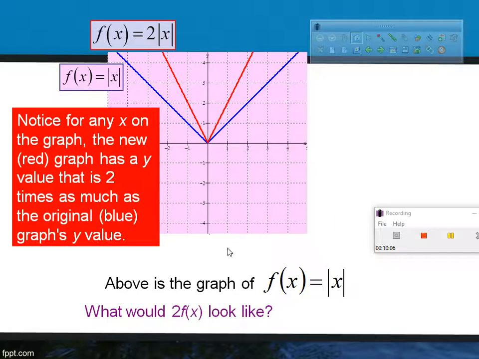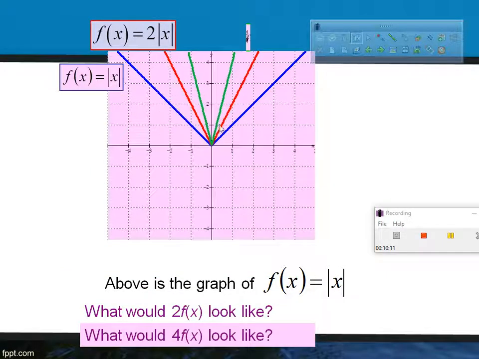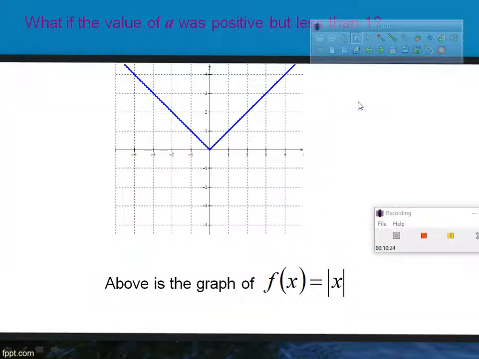If I were to multiply it by an even bigger number, let's say 4 times your function, look in green. It gets even closer to the y-axis, so it gets even narrower. So anytime you multiply by a whole number, it gets narrower. And so that's what happens with the stretches.